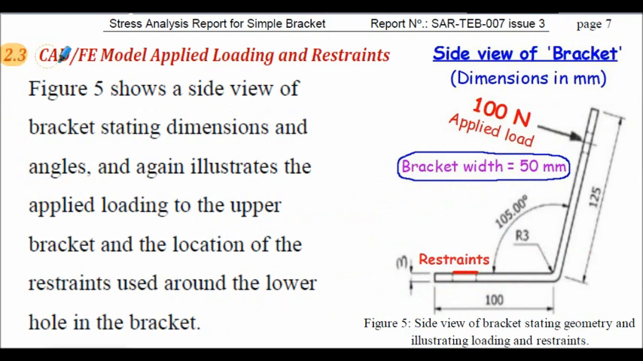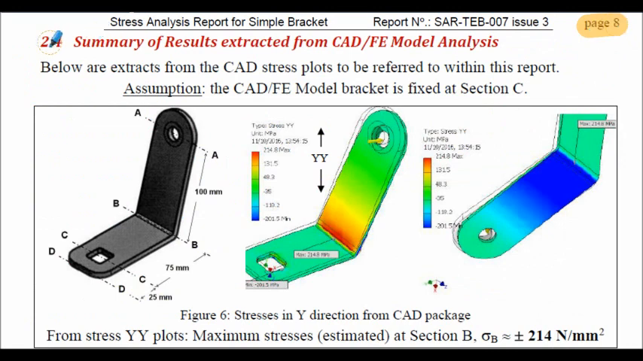Section 2.3, CAD FE model applied loading and restraints shown here. You see concentrated applied point load of 100 newtons in its location here. Here are the restraints around the hole in the bracket. Page 8 of the report, subsection 2.4. Here's the beginning of the summary of the results extracted from the CAD FE model analysis.